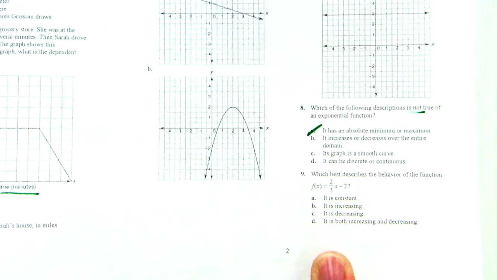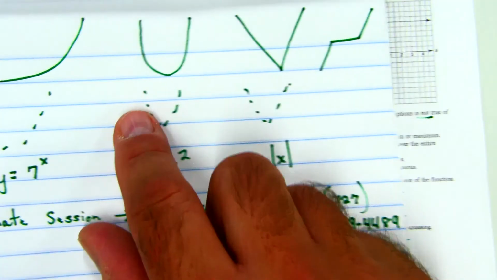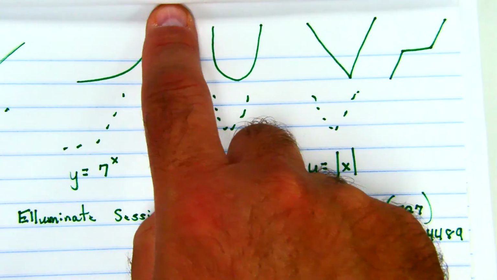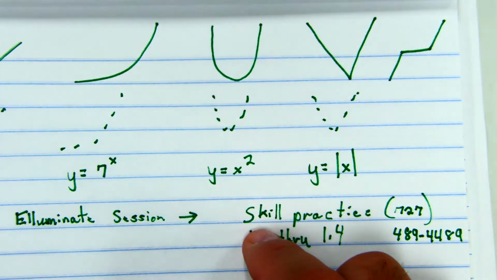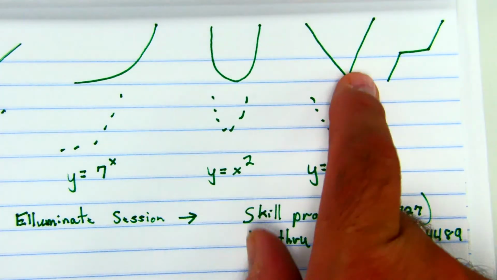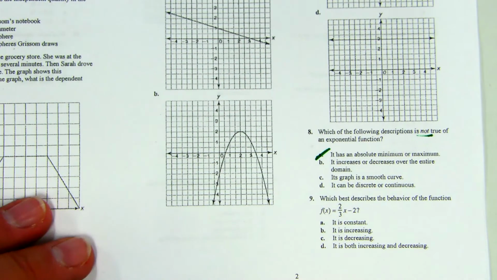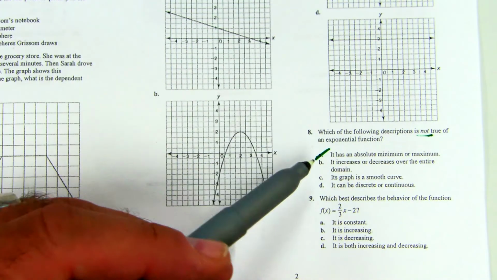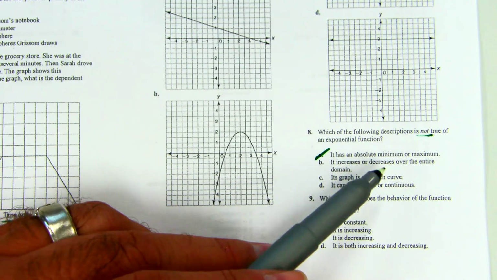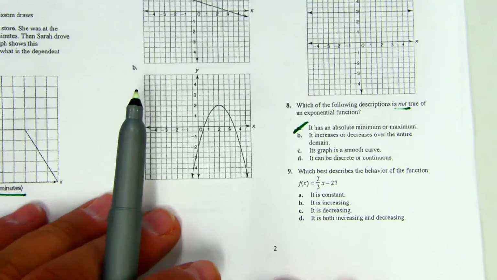Exponentials do not. Remember, exponentials are either increasing or decreasing. You only have maximum and minimum when you have the top of the hill or the bottom of the valley. So anything that changes directions, yes. It has to increase and decrease. Exponentials only increase or decrease. They can't do both. Number 9.